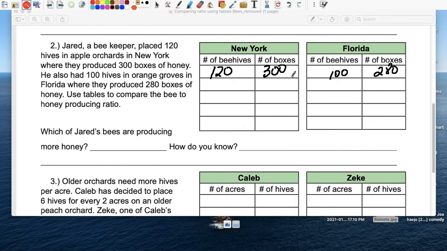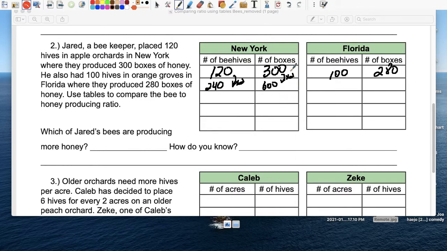We can't compare, but he wants to know which bees, cuál de las abejas, de New York or Florida, can make more honey. So we're going to compare. Okay, so in el momento, we can't compare. So we're going to have to make a few more. All right, so let's go. Let's do this times 2. 600. Times 2, 240.